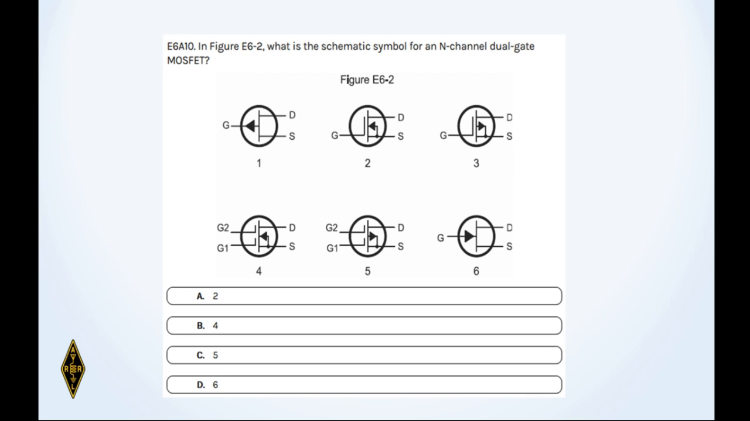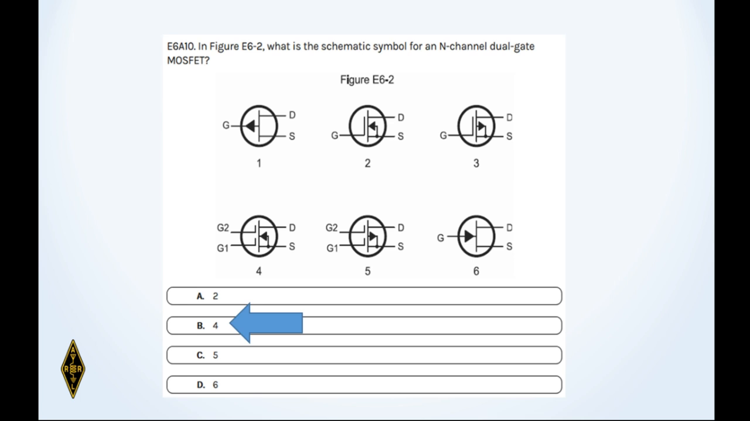Okay. All right. Get out your glasses. Look close here. On this, which is the schematic symbol for an N-channel dual gate MOSFET? So number one, I said the arrow points to what? Points to the N channel, okay? And we need how many gates? 2, all right? So we need an N channel with 2 gates. So that's going to be number 4, which will be B. You see how we got there? The arrow's pointing at the N channel material. And there are gate 1 and gate 2. That's a dual gate MOSFET.